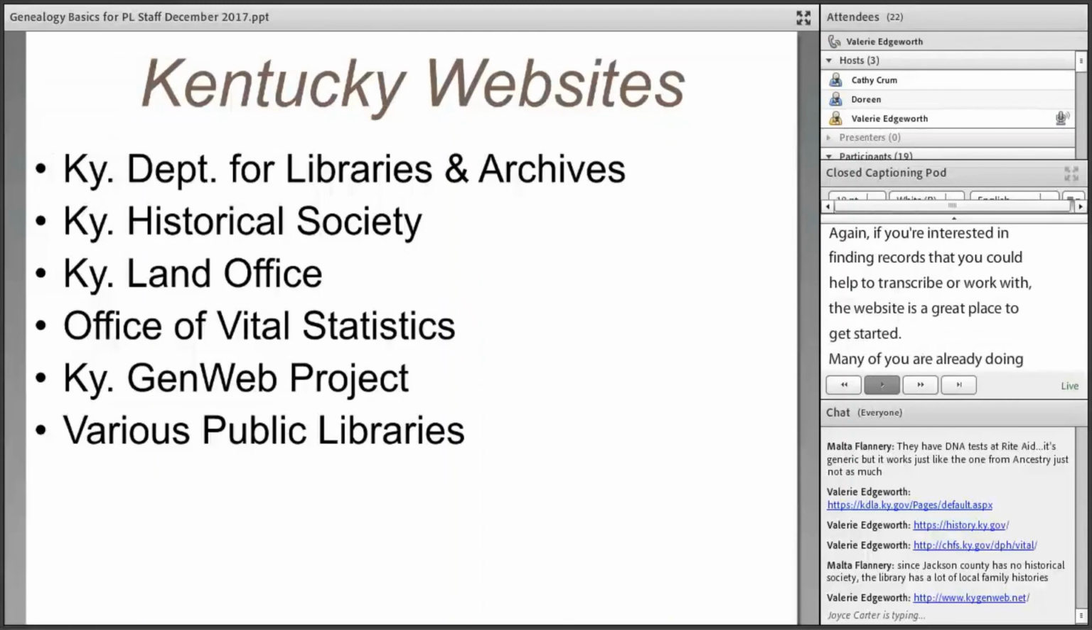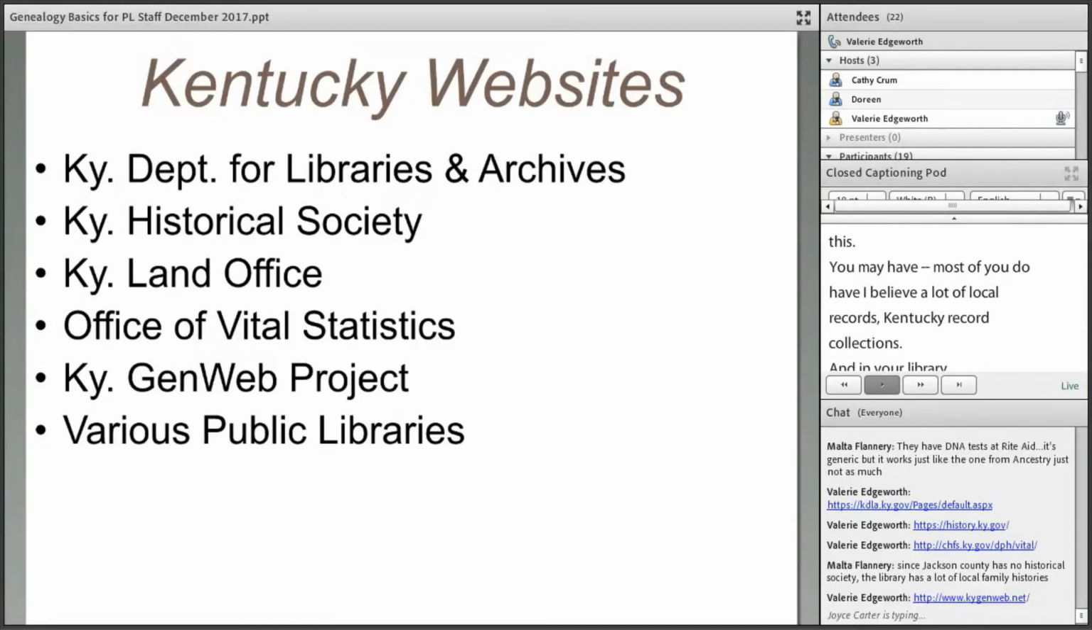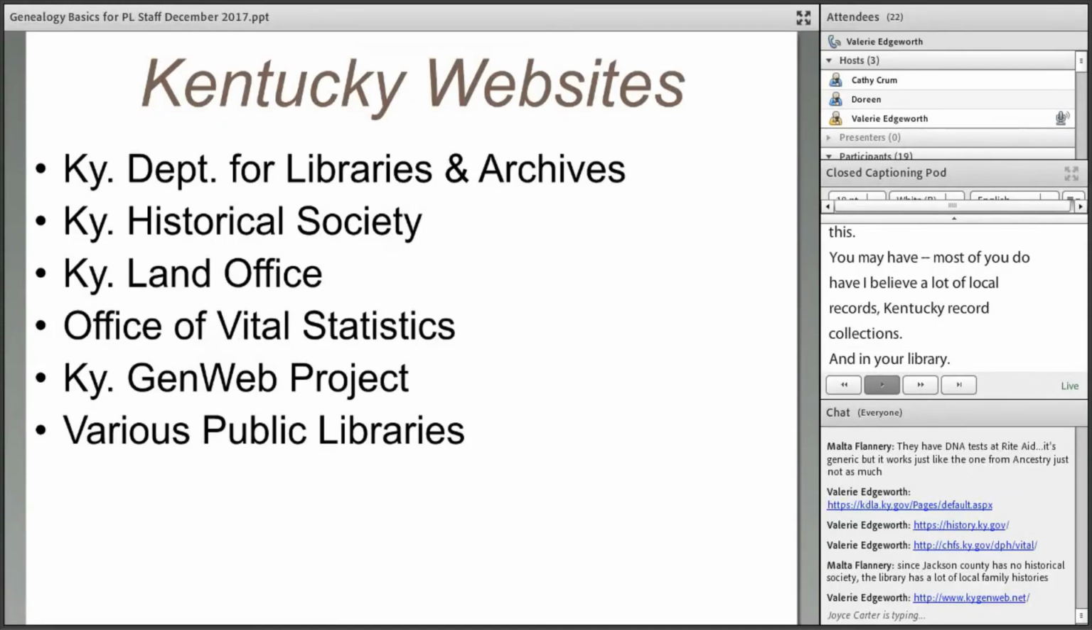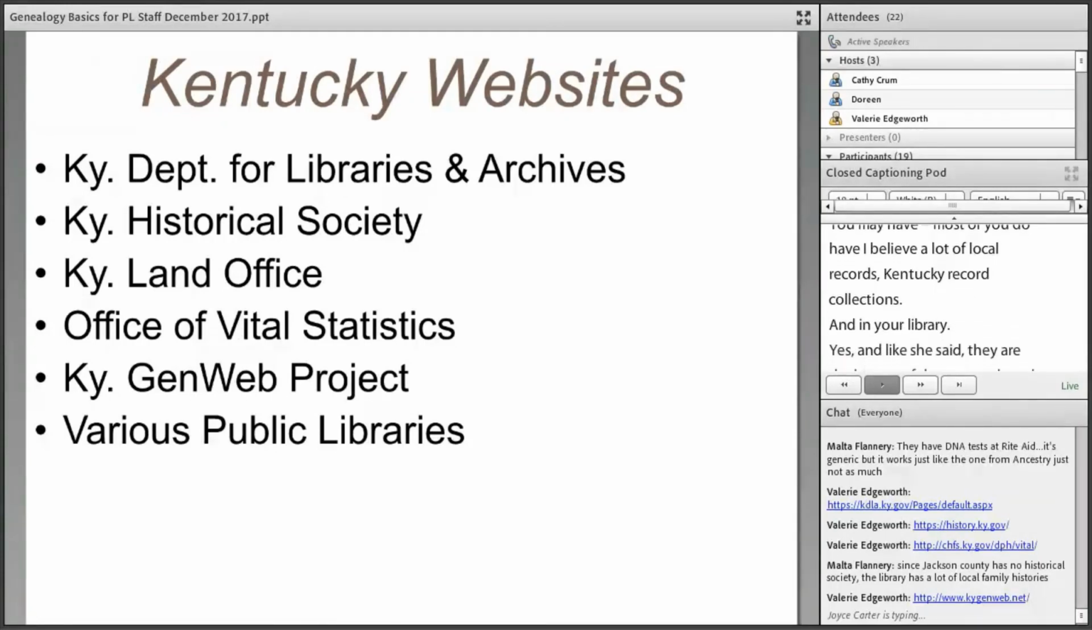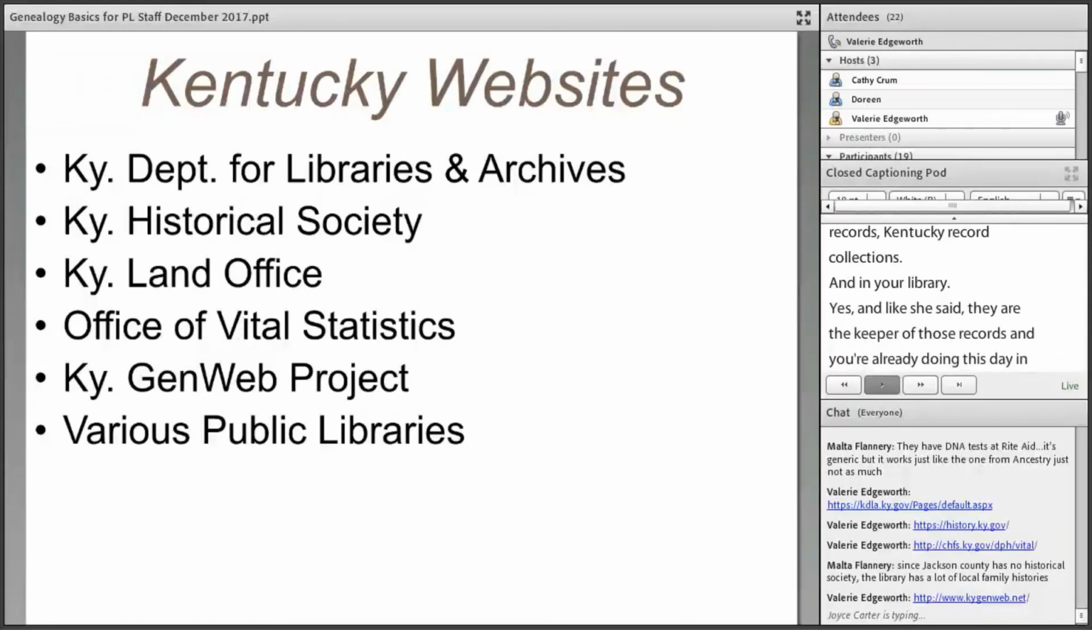You may have, most of you do have, I believe, a lot of local records, Kentucky record collections in your library. Yes, and like Malta just said, there isn't a society there, so they're the keeper of those records. You're already doing this day in and day out. We are here to help you with that.